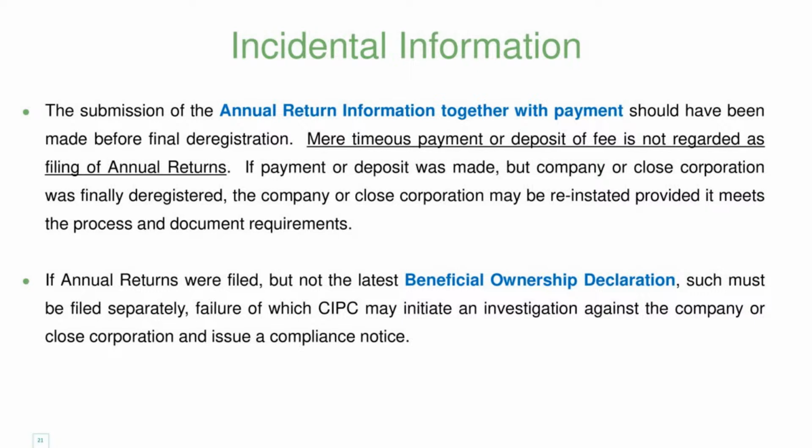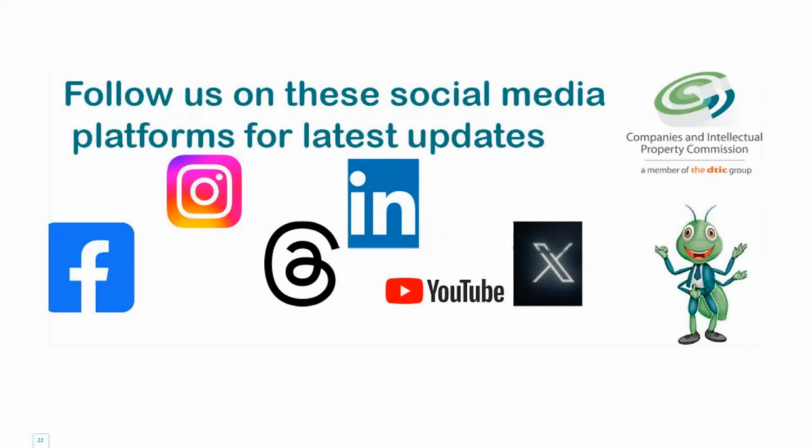Okay? If annual returns were filed, but not the latest beneficial ownership declaration, such must be filed separately, failure of which CIPC may initiate an investigation against the company or CC and issue a compliance notice. So note the slide.